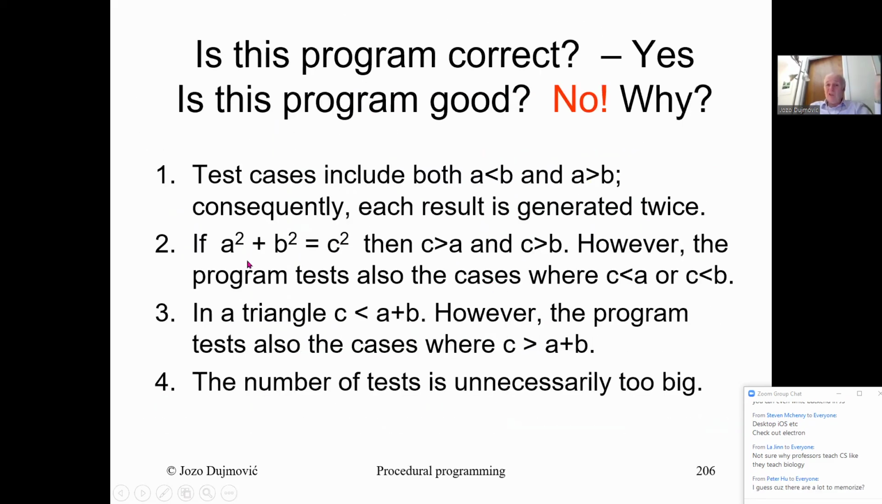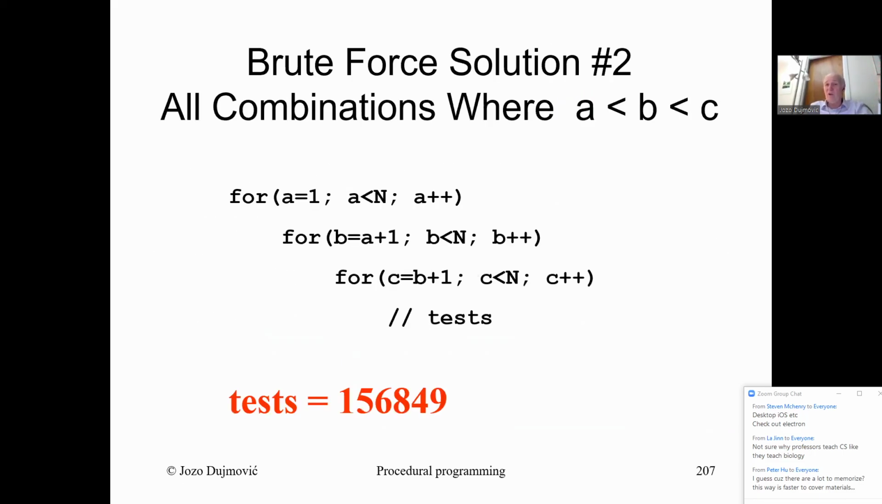You immediately see that you have this case where C is greater than A, C is greater than B that we tested, and also in a triangle C is less than A plus B. Therefore, the program should not test cases outside these bounds. So the number of tests is unnecessarily too big. And that's what I expected that people will do.